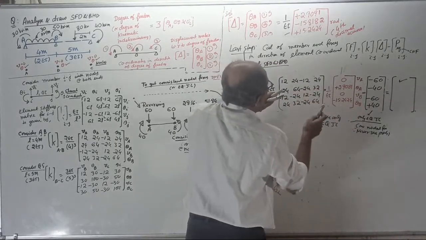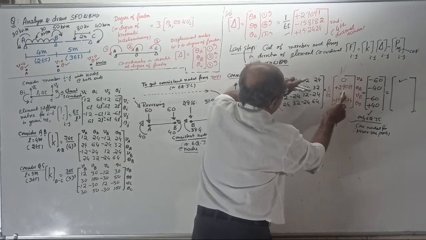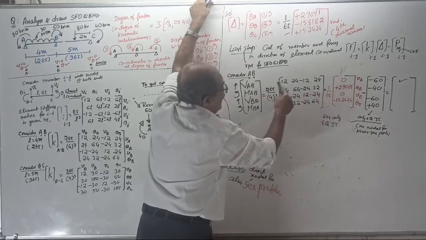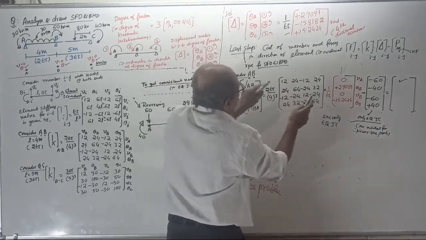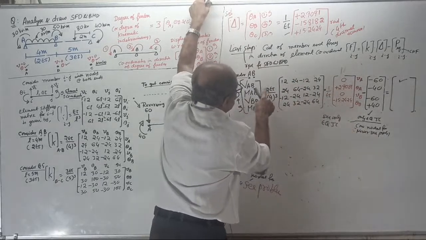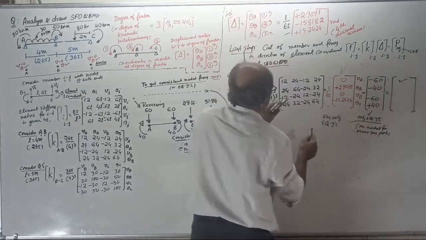One minute now. See. Into 2 by 4 cube. EI cancels. See, when you do it here, into 2 by 4 cube. Then minus of minus 60.